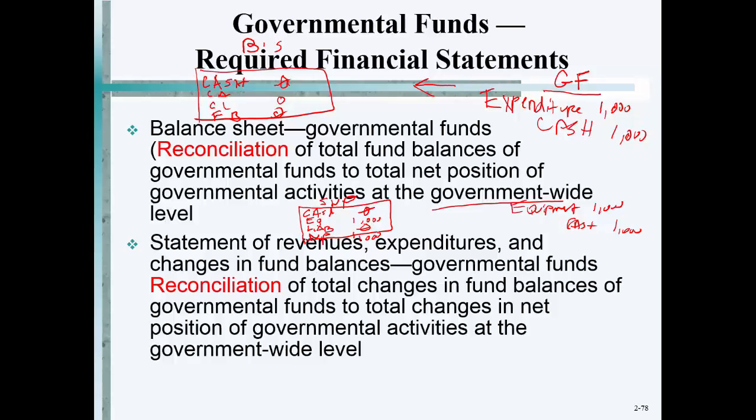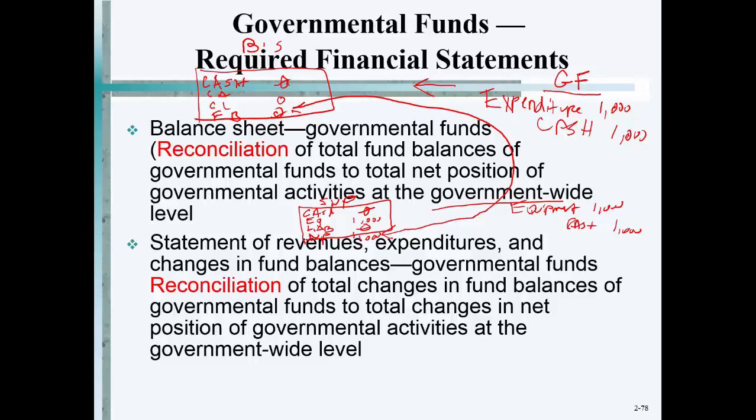Now what happens? Somebody looks at these two levels of financial statements, and they're not seeing the connection between the equity that's reported at the fund level and the equity that's reported at the government-wide level. That's not matching, is it? There's a problem there. But the GASB has said the way you'll show the connection between these is by performing a reconciliation.